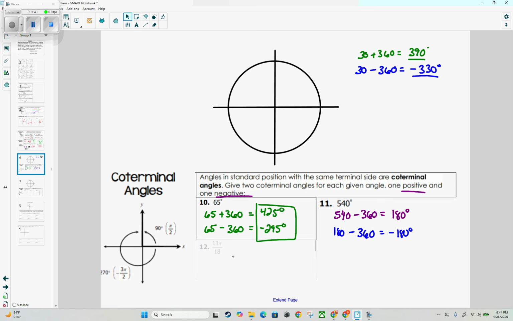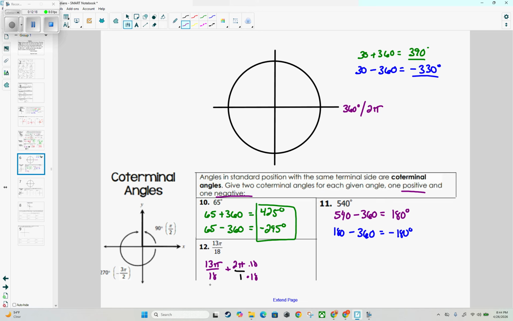All right, what happens when we're looking at radians? Well, with radians, I'm still going to add 360, but keep in mind that 360 degrees in radians is 2 pi. So I'm going to add 2 pi to this. I'm going to come to this first one, 13 pi over 18, and I'm going to add 2 pi to it. To add 2 pi to that means I'm going to turn it into a fraction. You hopefully know where this is headed. I'm going to get common denominators, so my denominator would be 18.